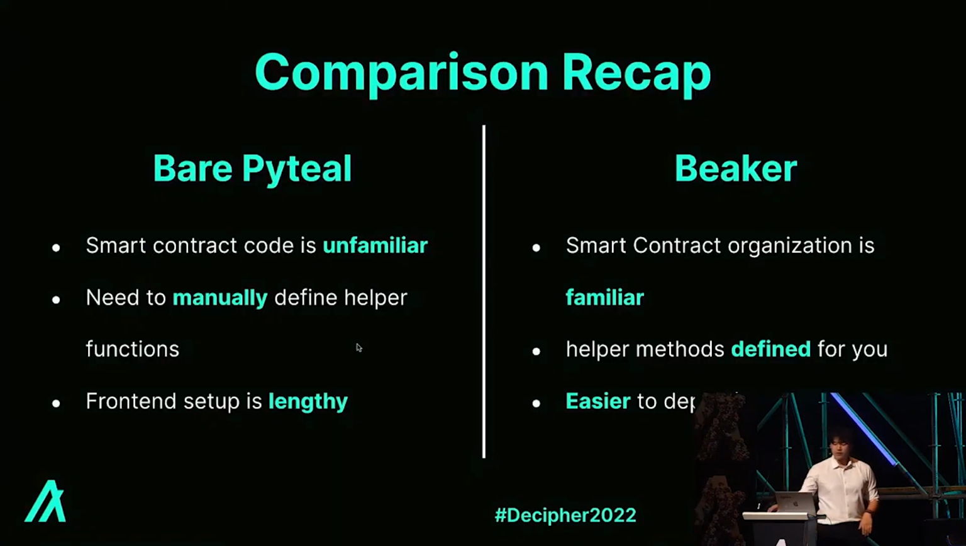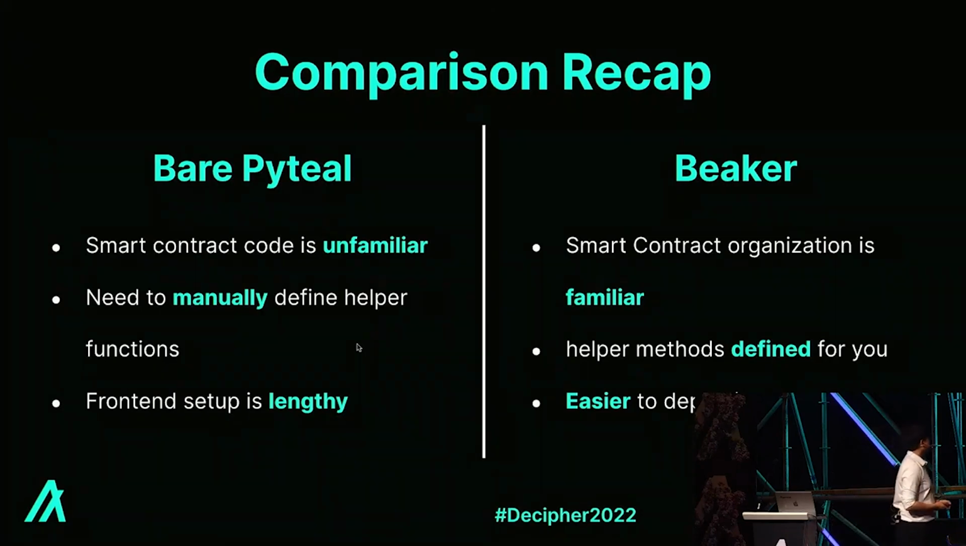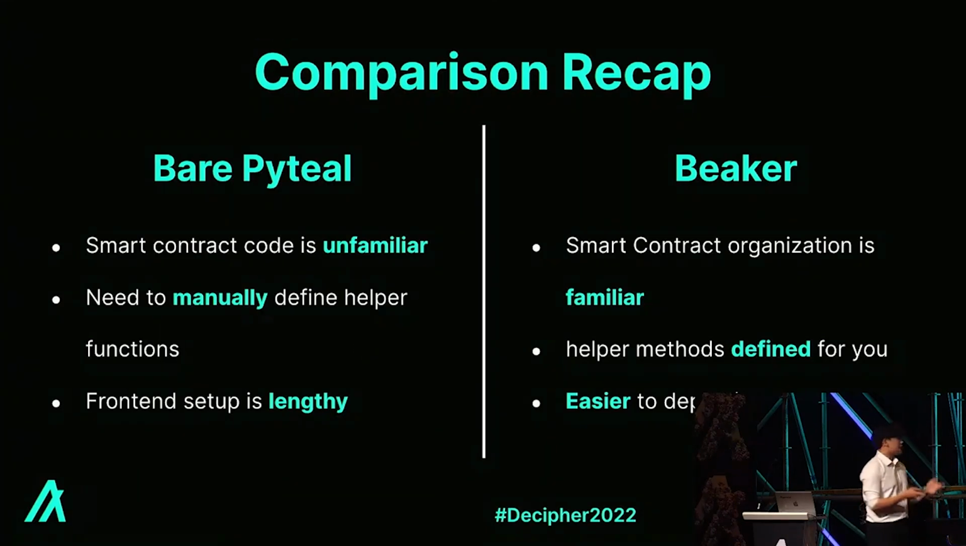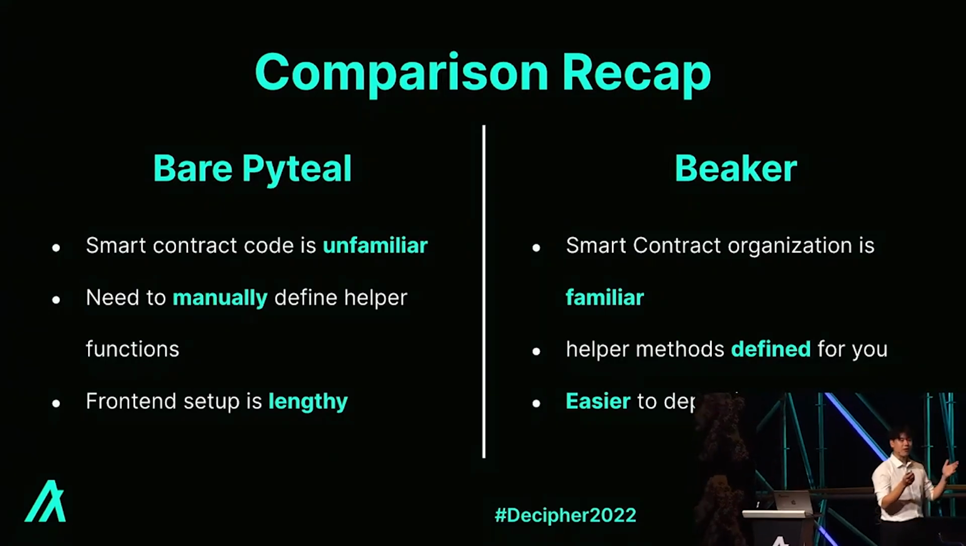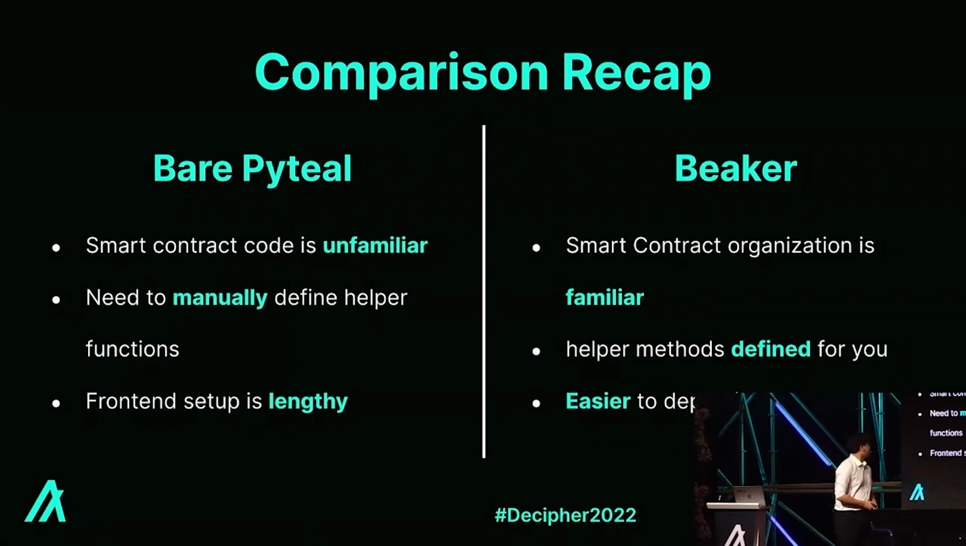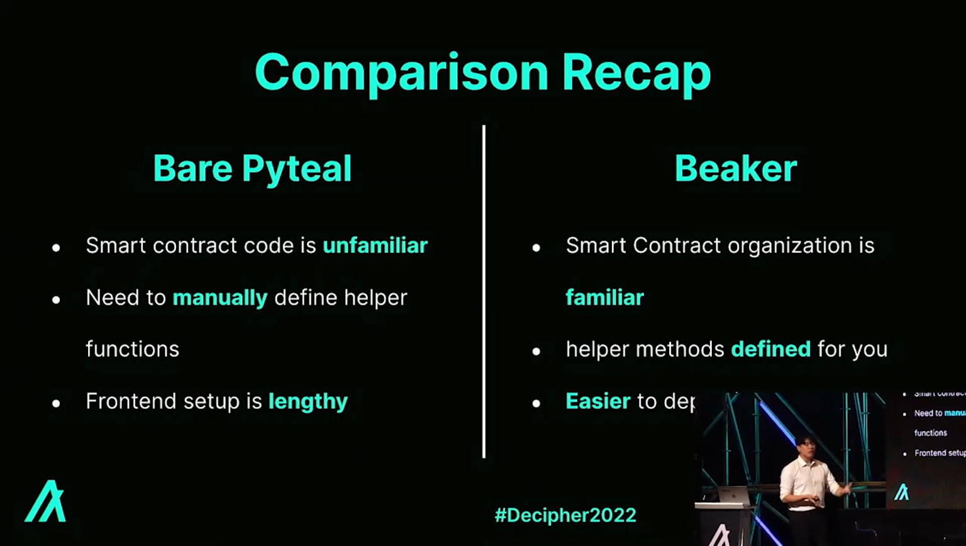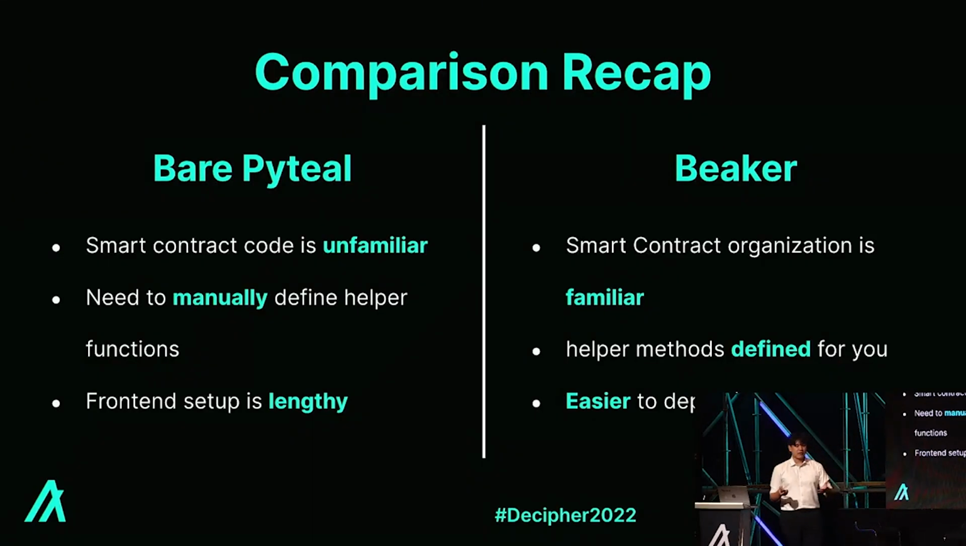All right, let's do a quick recap. So what did we just see? The calculator app written with bare PyTeal. The smart contract code seemed a bit unfamiliar. We see this thing called a router class. That's something that you have to learn. We have to manually define helper functions to deploy our app and to compile our source code. And so the front-end setup was very lengthy.